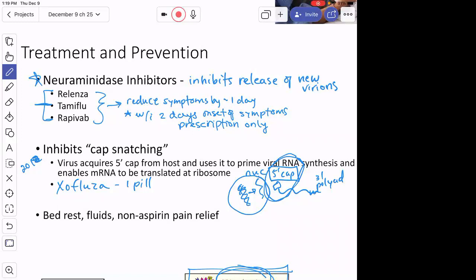Other than that, you choose not to take any of those drugs. It's just sleep it off. Stay in bed, drink lots of fluids. Tylenol, not aspirin, usually is recommended, although usually we say non-aspirin, especially in kids. Don't give kids aspirin.